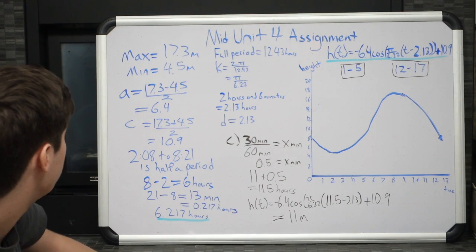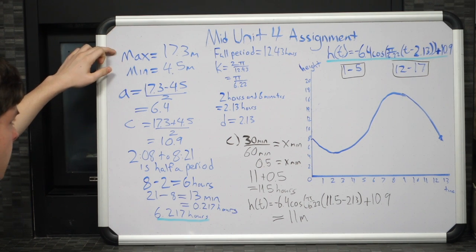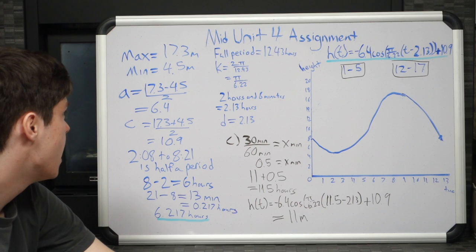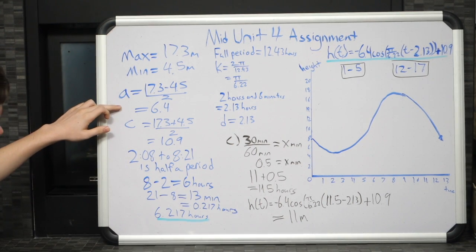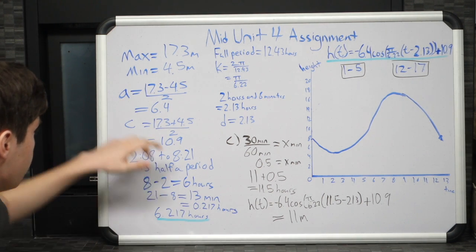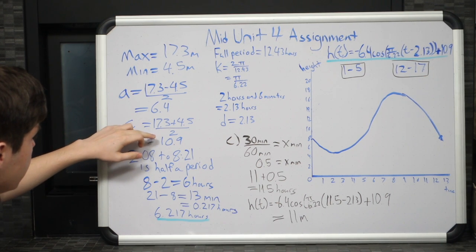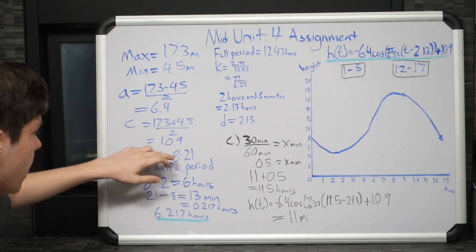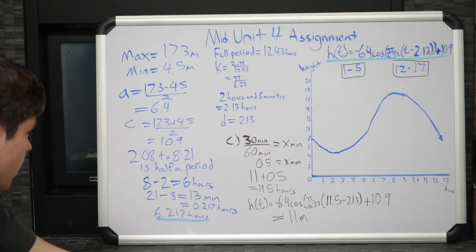Okay, so what I did was they give you the maximum and the minimum. So maximum is 17.3 and the minimum is 4.5 meters. And then for the a value, it is the maximum minus the minimum divided by 2. So that gives me 6.4. For the c value, it's 17.3 plus 4.5 divided by 2, which equals 10.9.